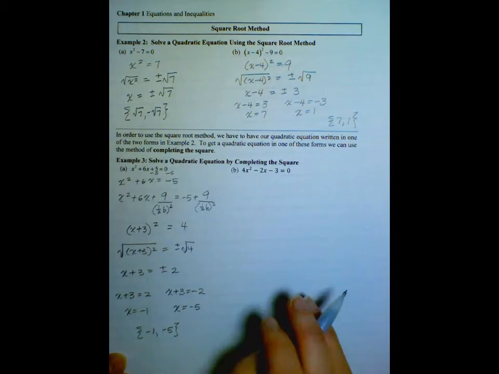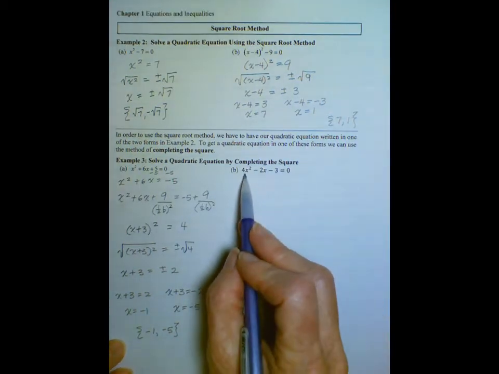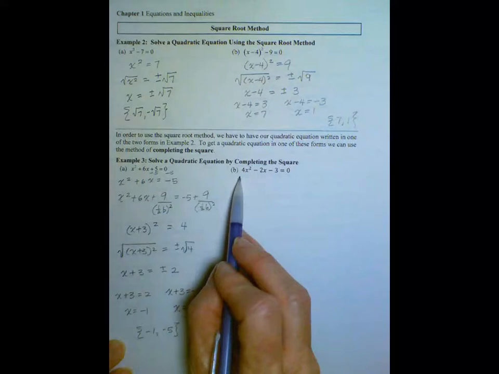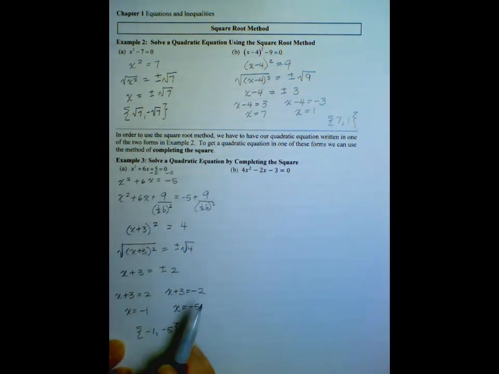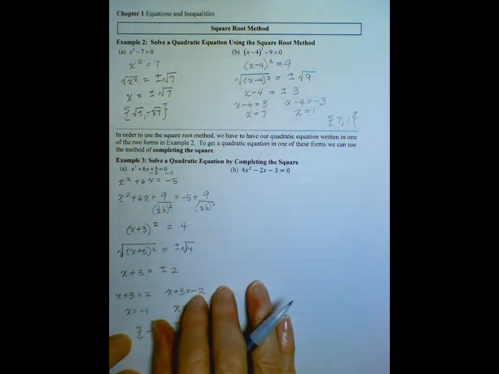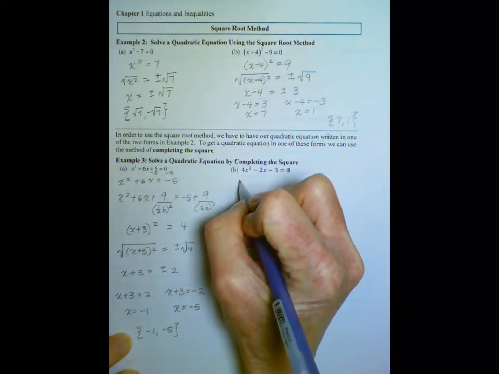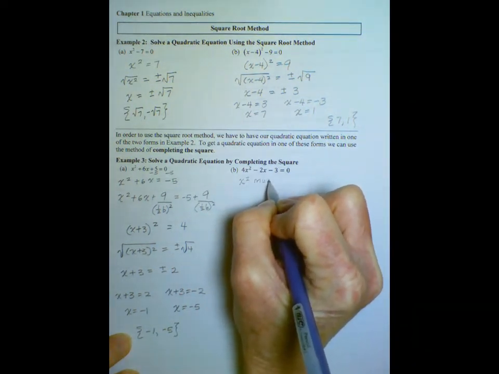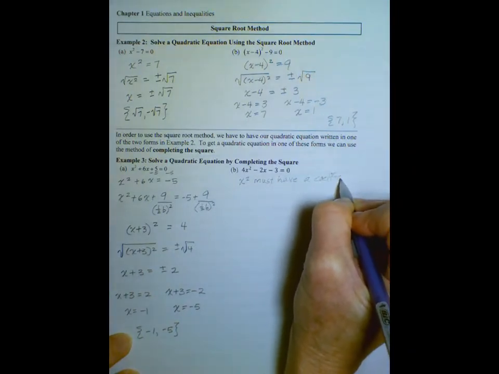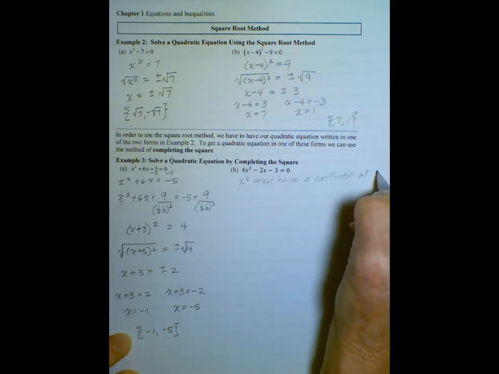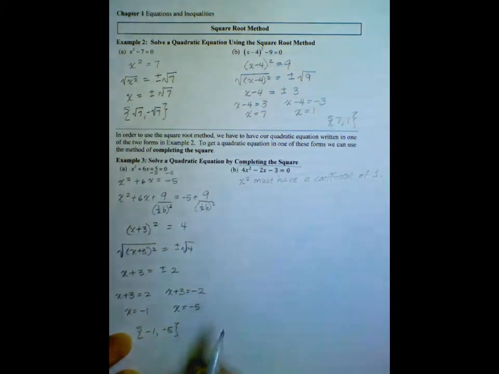When we look at B, this one's a little trickier. For one, we're not going to be able to get it in this format with that 4 in front of the x squared. I need it to look like this, just x plus or minus something in parentheses squared. And with the 4 in front, that ain't going to work. So the first thing I have to do is make sure that x squared has a coefficient of 1. Okay, so I'm going to make a note. X squared must have a coefficient of 1 to do this method of completing the square.